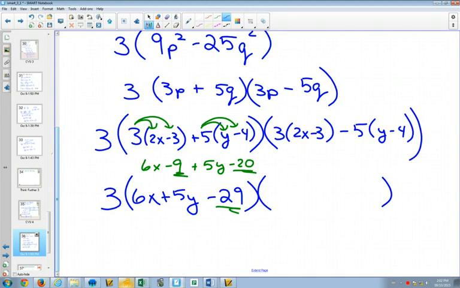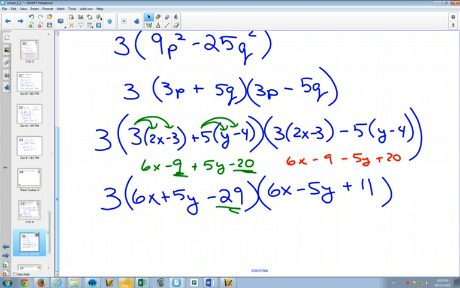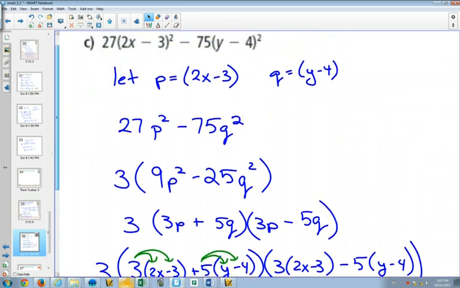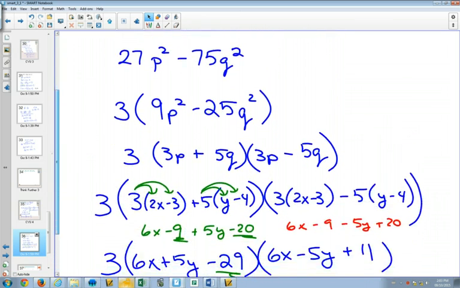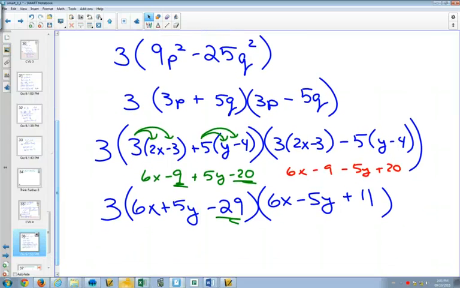Same thing over here. You're going to get 6x minus 9 minus 5y plus 20. And when you get all your like terms together, you get 6x minus 5y plus 11. For this one, if you didn't see it as a difference of squares and one where you would use substitution to begin with, you would not be able to solve it. So this is the only way to solve this one.